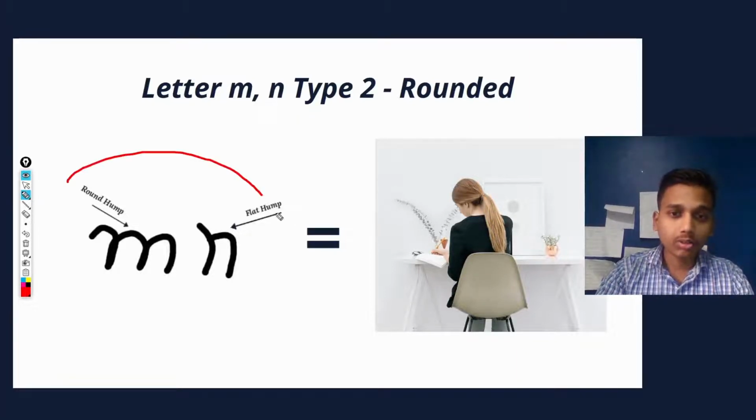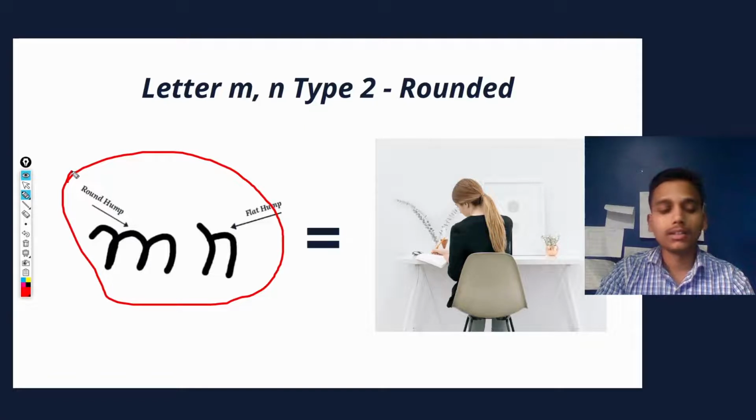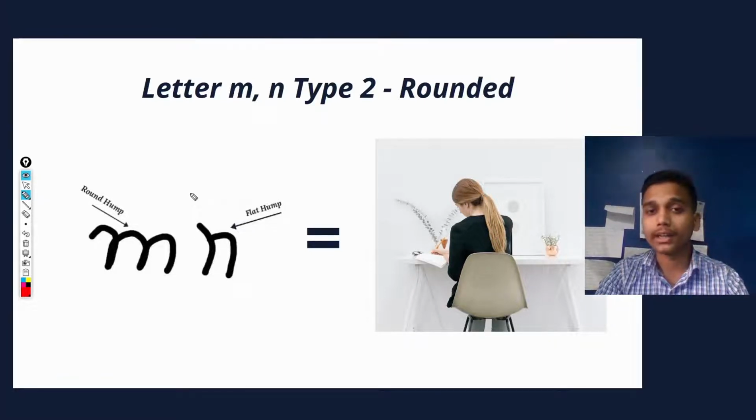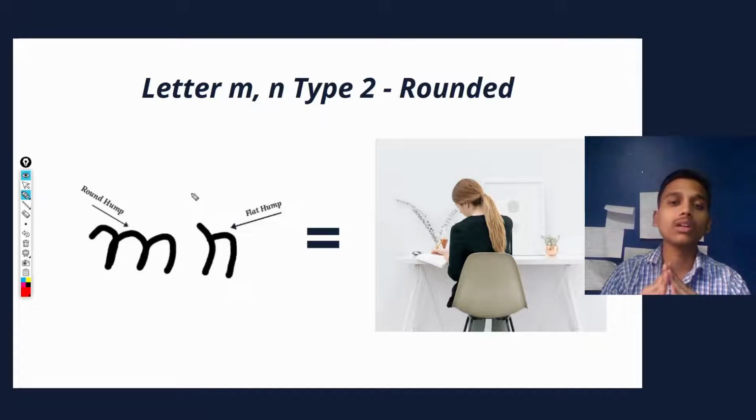So as a conclusion, what did we learn here? How to find this trait? Firstly, you need to look at the humps, or you need to look at M and N. Are they rounded or are they pointed? Or in other words, are they angular or not? If they are angular, then they don't fall under this category. If they are rounded, then they fall under this category. As simple as that.